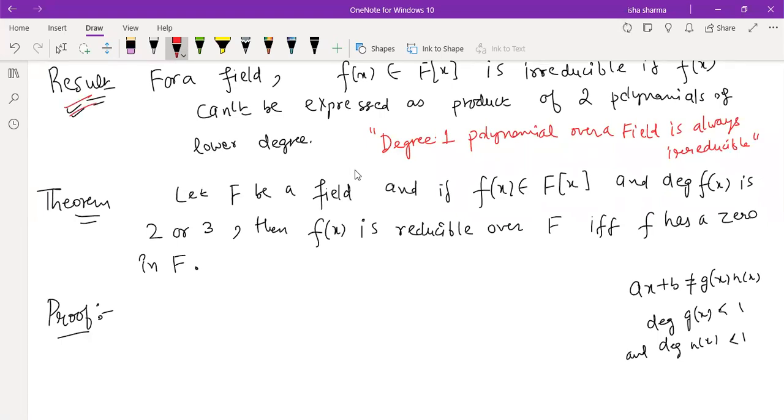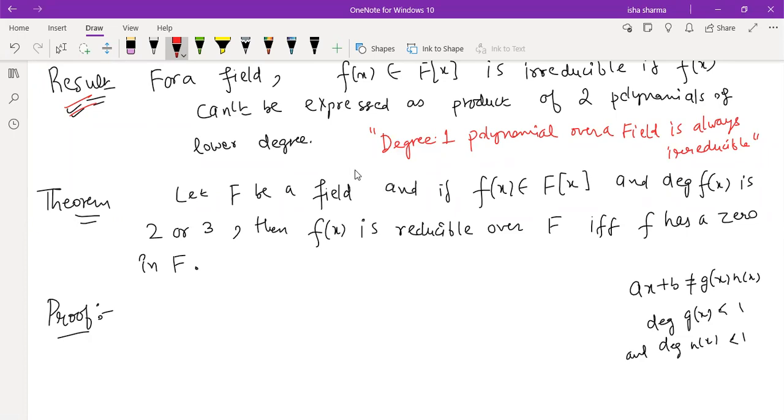Okay, so degree 1, no argument about it. Over a field, if it is there, so it is definitely irreducible. So now we are talking about degree 2 or degree 3. So for degree 2 and degree 3 to be irreducible, it should not have a 0 there. If it has a 0, then it will become reducible.